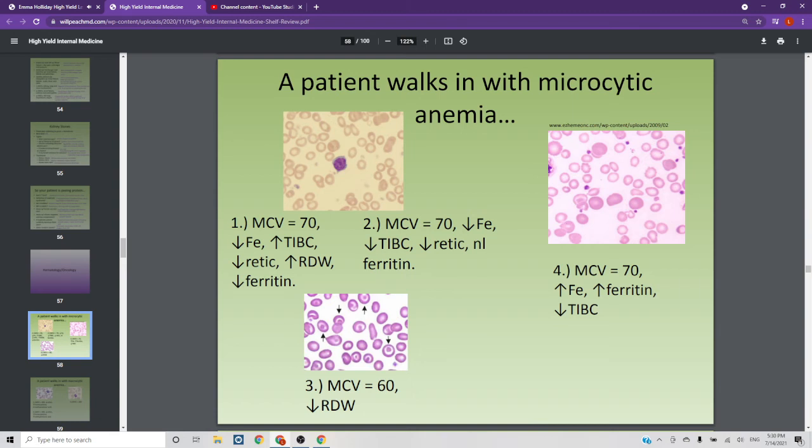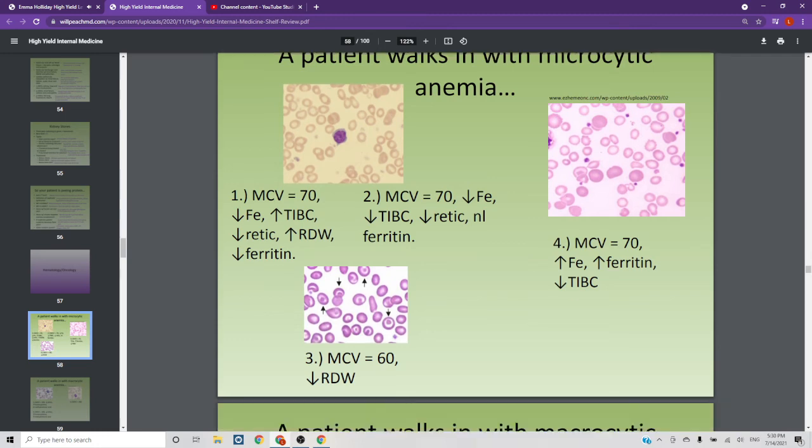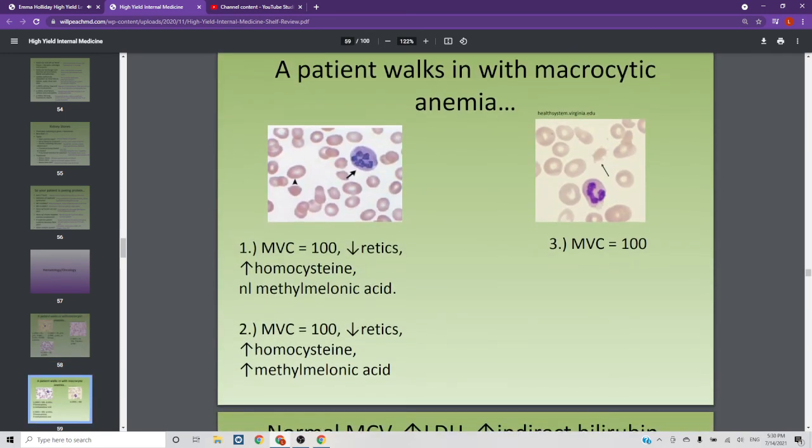Okay, so for macrocytic anemia, if you see one of these dudes, what's that? It's a hypersegmented neutrophil. So what if this is your vignette? High MCV, high homocysteine, but normal methylmalonic acid. That's folate. What's up, step 1? Okay, so that's folate. What if both homocysteine and methylmalonic acid are high? That's B12. And they might give you neurologic symptoms also.